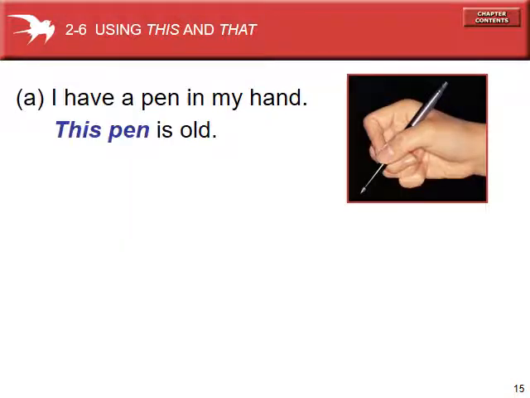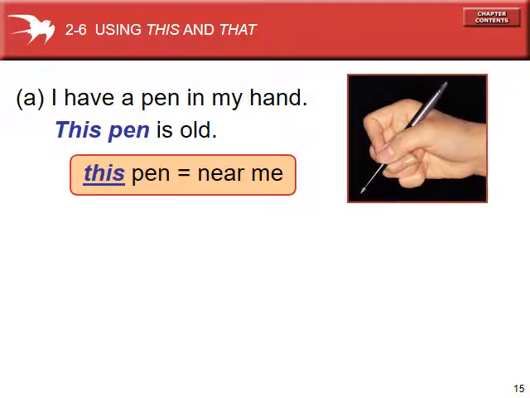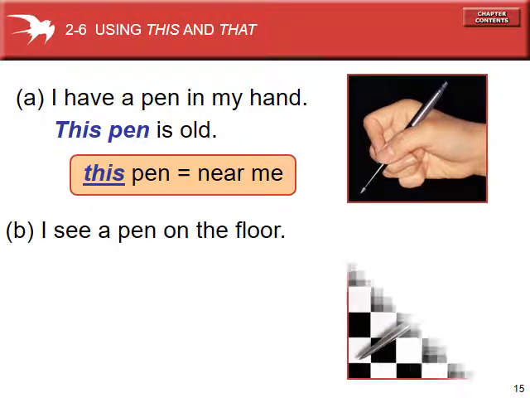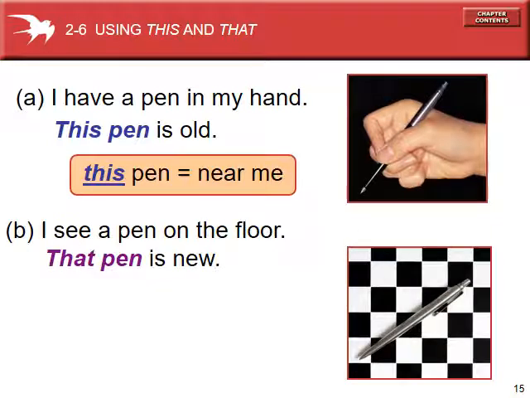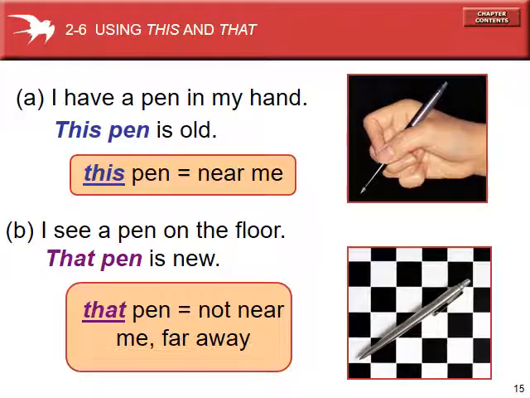So if we look at this one, it says, I have a pen in my hand. This pen is old. This means something that is near to me. So it's describing a pen in this case, and we're describing a pen that either I am touching or that it will be easy for me to touch, meaning it's close to me. In comparison, I see a pen on the floor. That pen is new, which means that the pen is not close to me. It's not near to me, that it's far away from me.